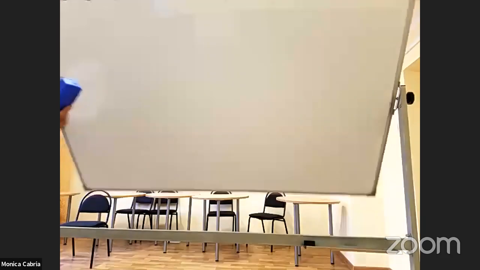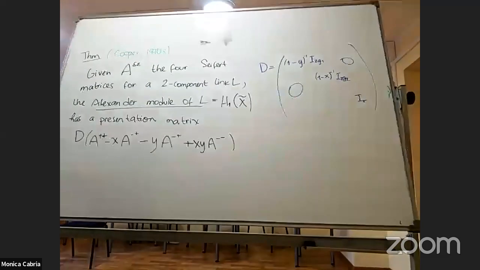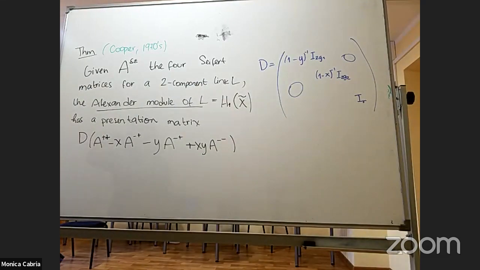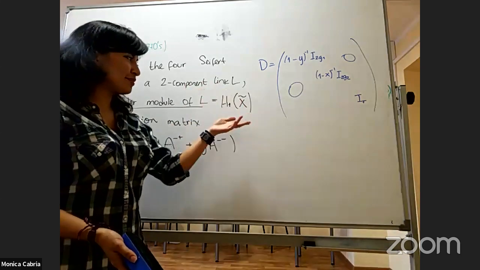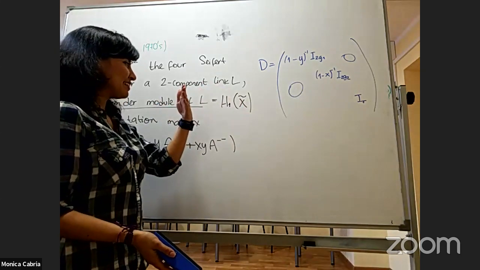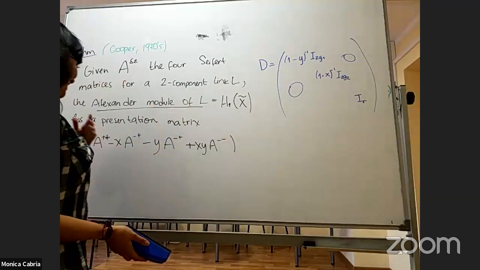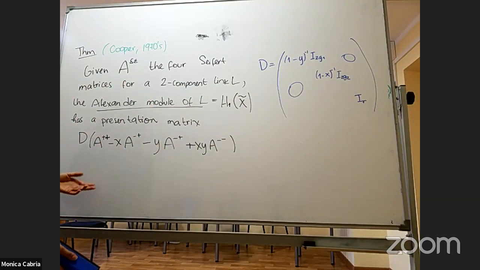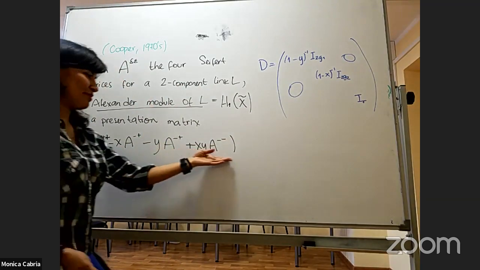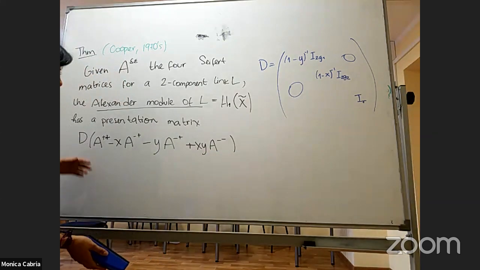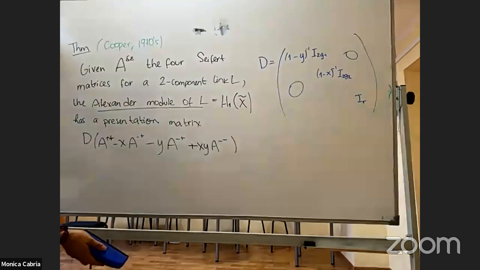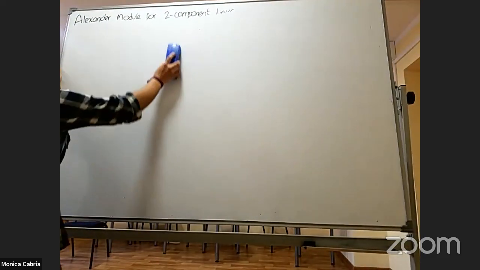Okay, so we have the theorem written here, right? So we have this for cyclic matrices for a two-component link. And then the Alexander module, which is the first component of the universal abelian cover, has a presentation matrix given by this. It didn't quite work for the example, but let's believe it. Okay, so let's go to the proof now.